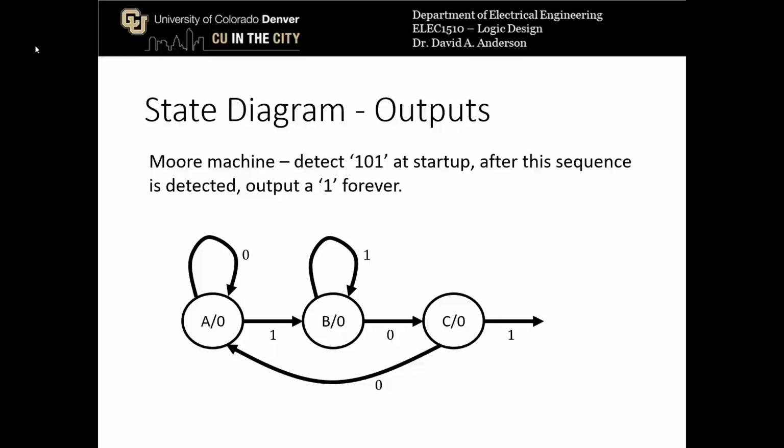From C, if I detect a 0, I go back to A because that means I've detected the sequence 1, 0, 0, which is basically useless as far as the 1, 0, 1 sequence is concerned. I have to start completely over. And then if I detect a 1, I'll move on to the final state, which is D, and now we see that the output is 1, so that's D/1. And then from that state, if I detect either a 0 or a 1, I return to state D and always output a 1.